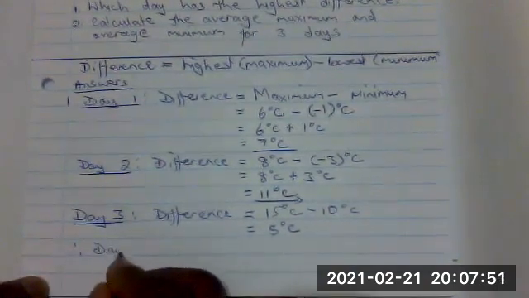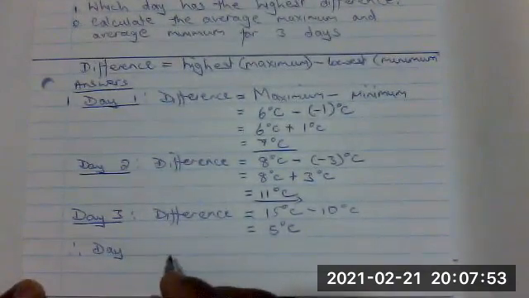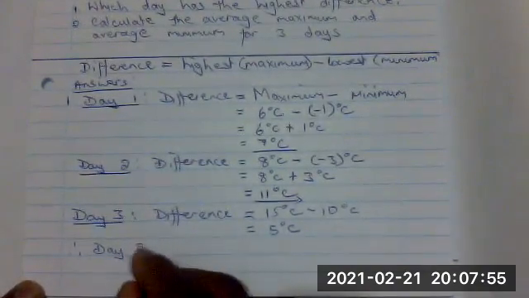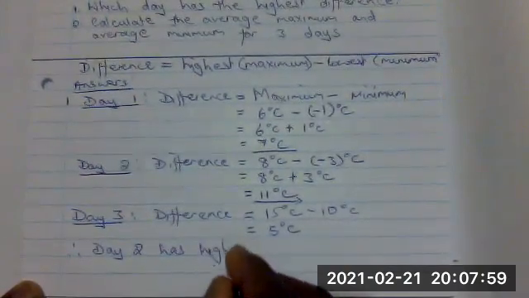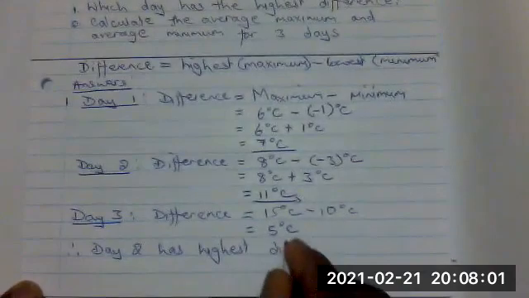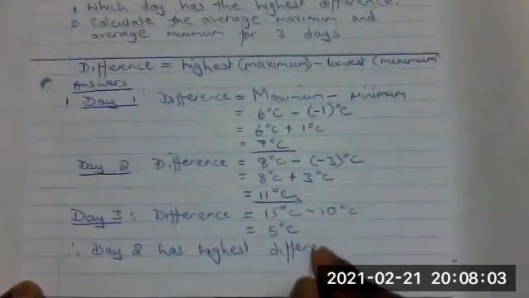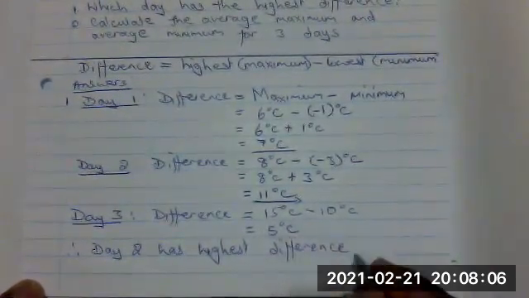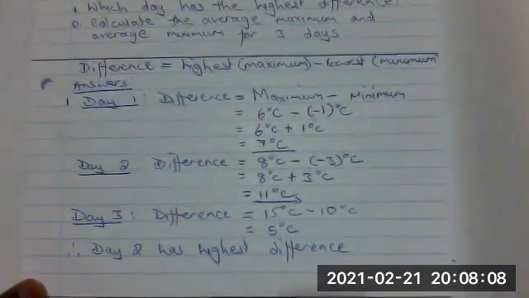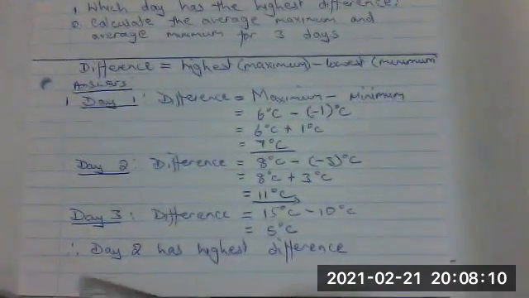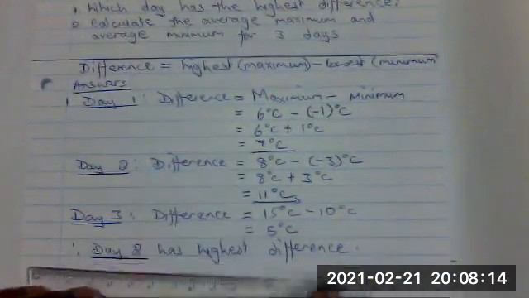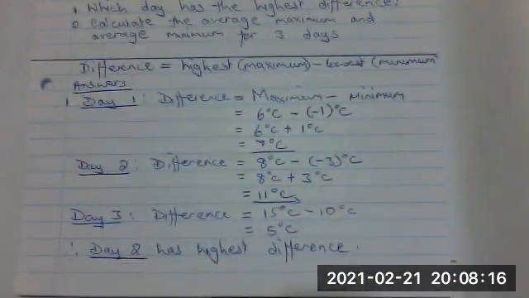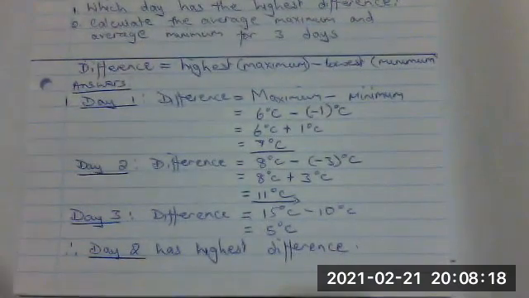the day that has the highest is day 2. Day 2 has the highest difference. So that's the answer for our question, because day 2 has 11 degrees Celsius, which is the highest difference.